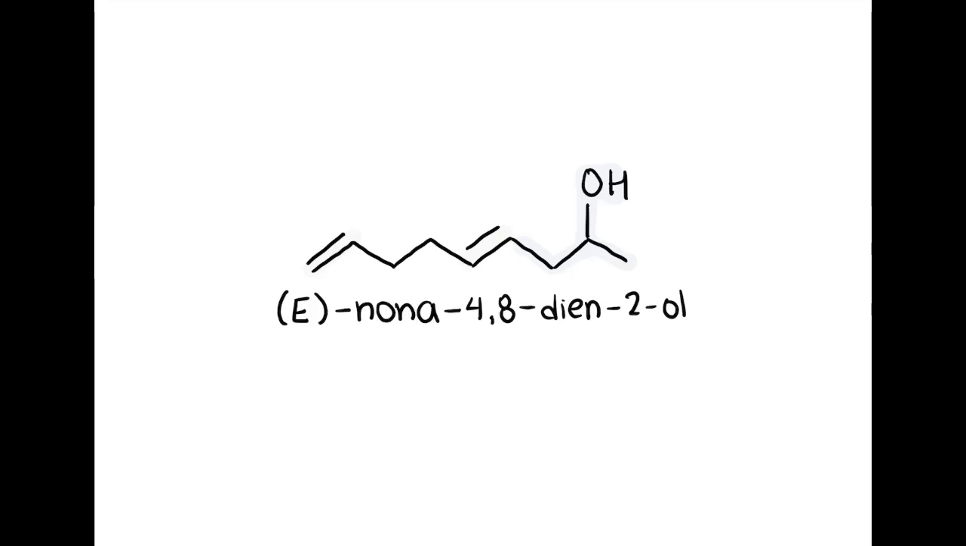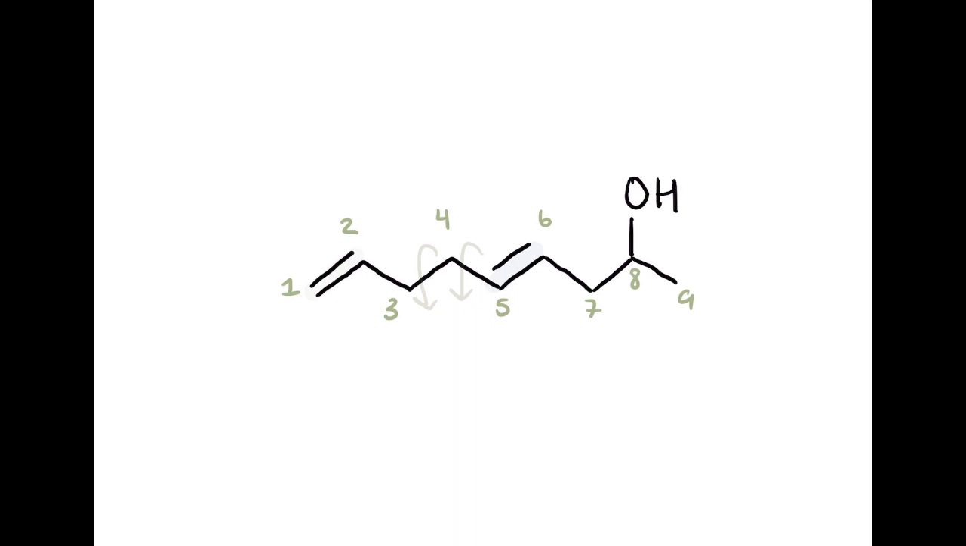So we have this molecule, and looking at it, we can see that it is a non-conjugated diene with 2 pi bonds. We also have this 2-butanol functional group right here. We're going to number our carbons. We have 9 of them.